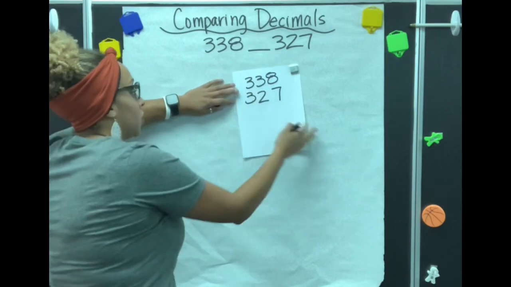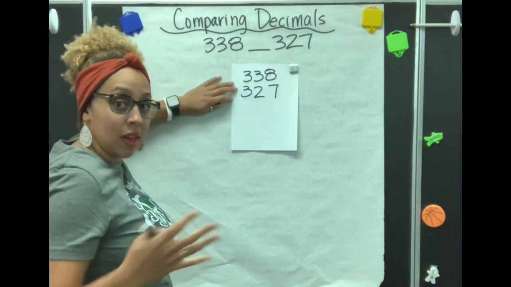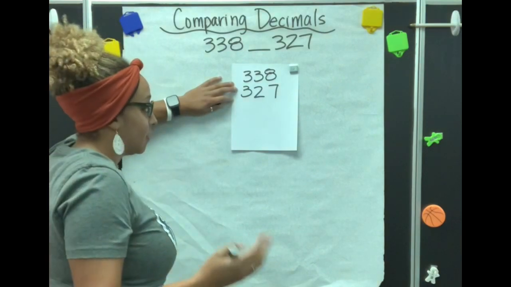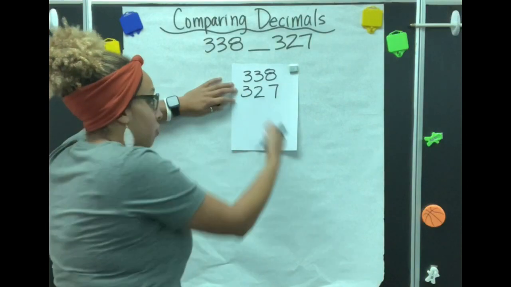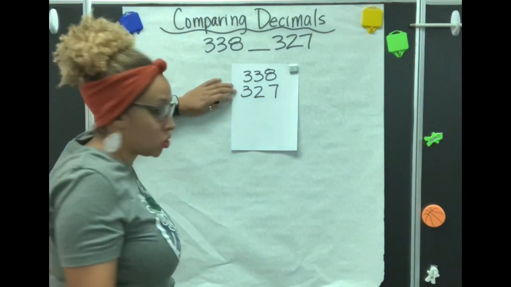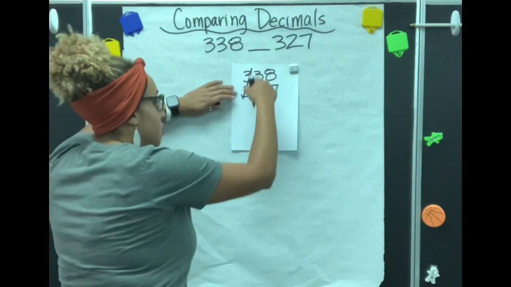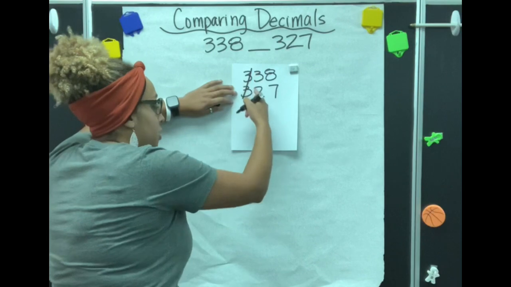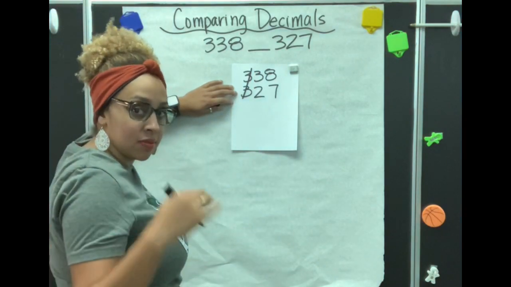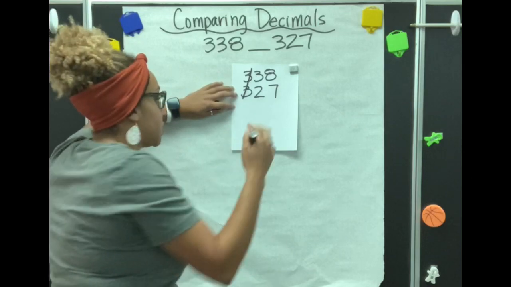And I start there and I look and I think, are these numbers the same? Are they equal? Are they equivalent? Do they equal the same thing? And if they do, then I cross them off because they're not going to help me. Because if they both have 300, it doesn't change. So I cross them off. And then I get to this one and I think the same thing. 3 and 2, are they equivalent? If I have $2 and you have $3, do we have the same amount? We don't. So this is where I would stop.